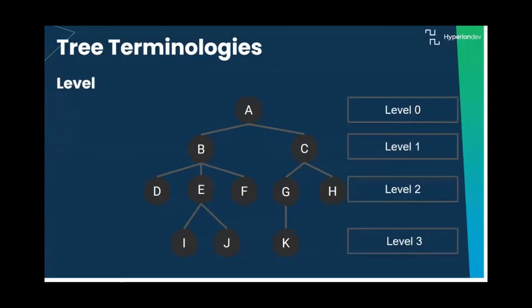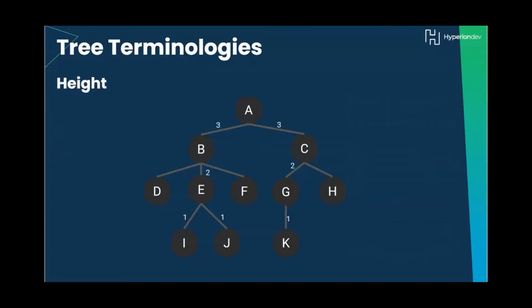Next, we have levels. In a tree data structure, the root node is said to be at level 0, and the children of the root are at level 1, and we can see their children would then be level 2, and it will go on until we reach the end.